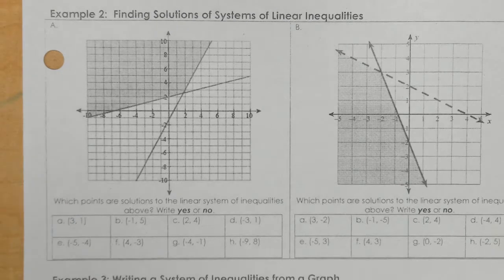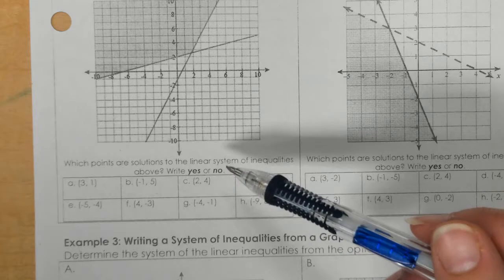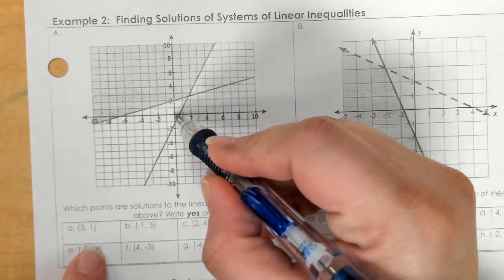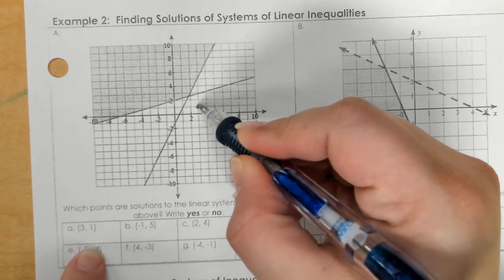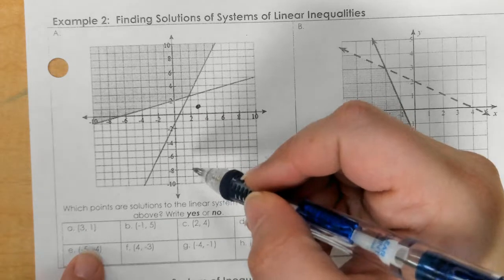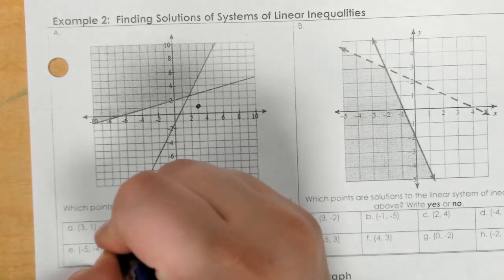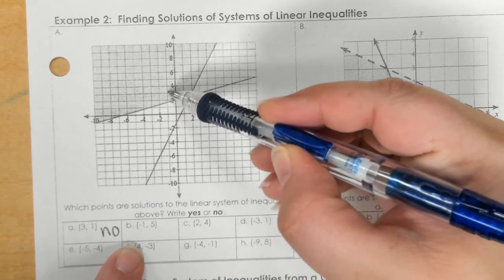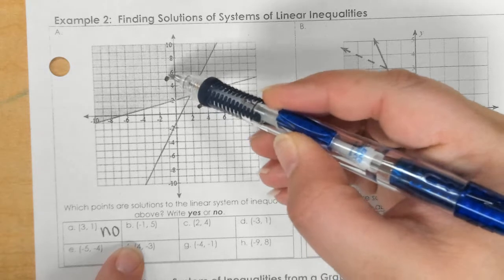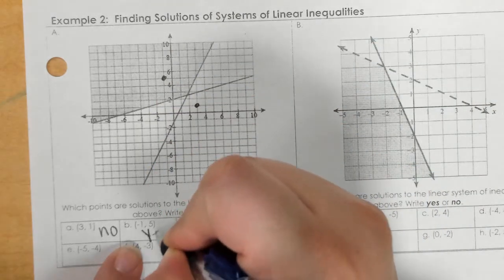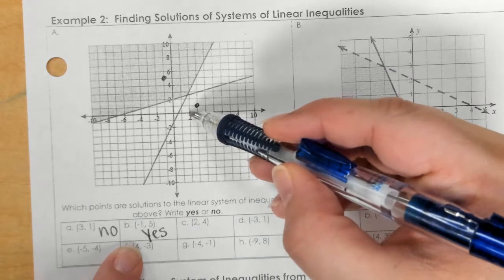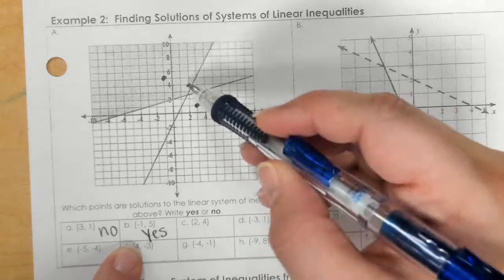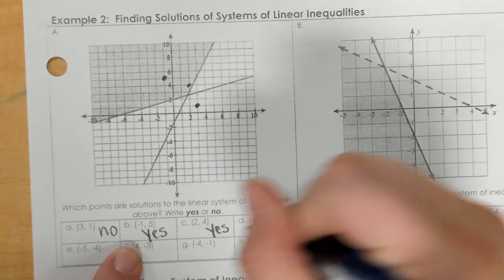For example 2, you want to graph the points here and find out if they are solutions to the system or not. So for example, 3, 1, I would graph, here's 3, 1, and it's in the white space. So that is no, it's not a solution. We have negative 1, positive 5. That is yes, because it's in the shaded area. Then we have 2, 4. Okay, that is also in the shaded area.